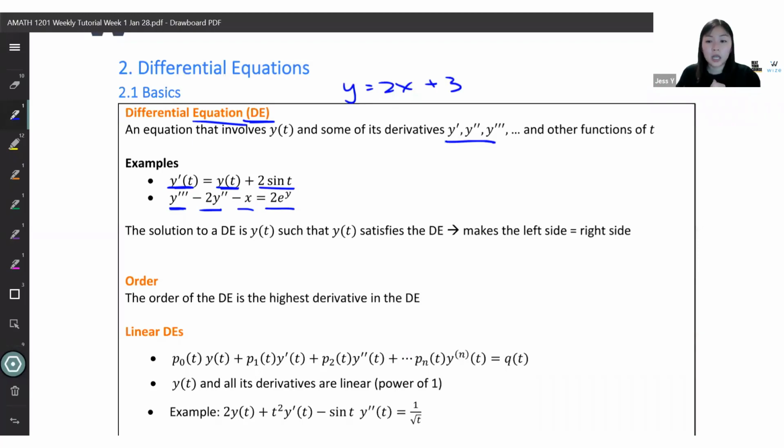That's a differential equation. The solution to a differential equation is the equation y equals something, where y equals something satisfies the DE. So it makes left side equals right side when I plug it in. For example, let's pretend that I know that y equals whatever. This is a solution. Then, it's a solution to, let's say, the second example. Then what it means is if I take the third derivative minus 2 times the second derivative minus x, that will equal 2 times e to the y. That's a solution.